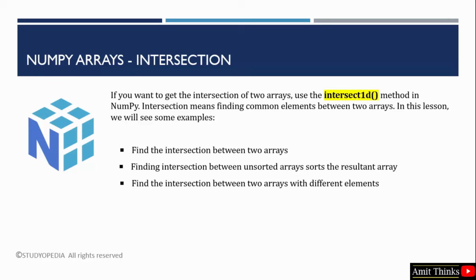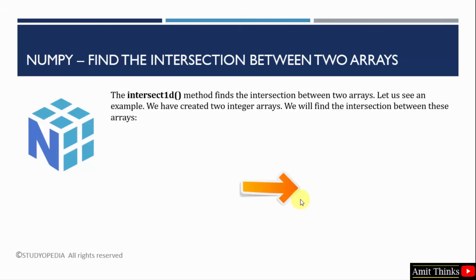At first we will find the intersection between two arrays. Then we will follow a similar example to display that the output of intersection is a sorted array. And for the third example, we will see what will happen if we try to find the intersection between two arrays with different elements. Since intersection finds common elements between arrays, we will see what will happen when both arrays have different elements. Let's begin. Here is the first example in which we will find the intersection of two arrays, that is the common elements between two arrays.